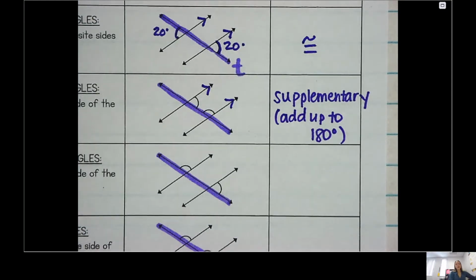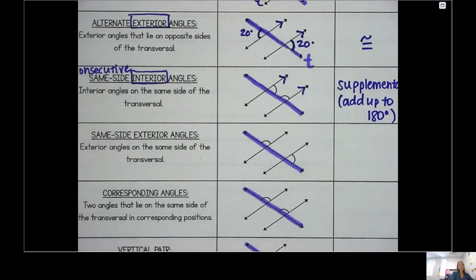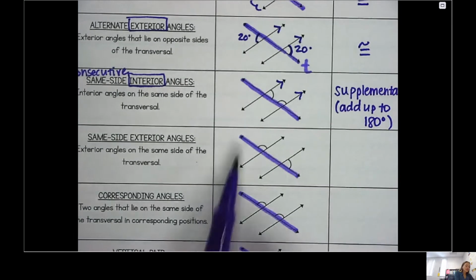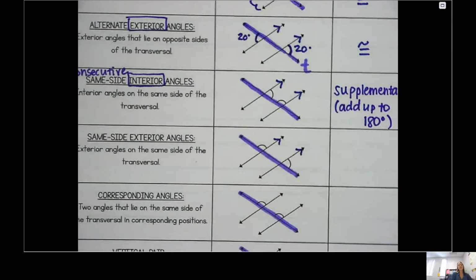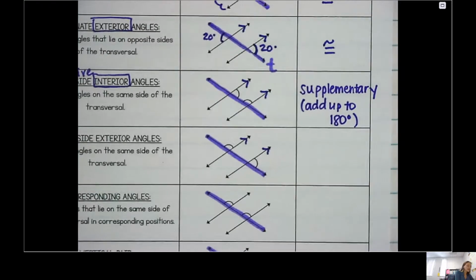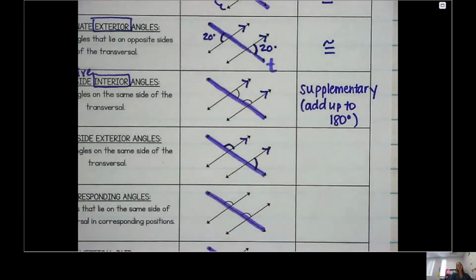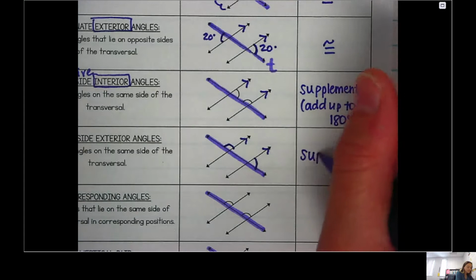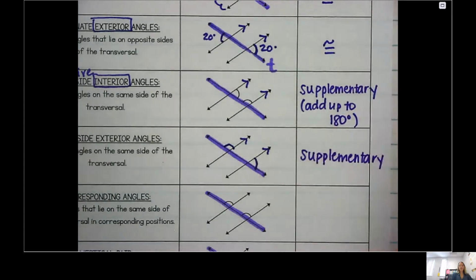Next one. Same side exterior angles. Means angles that are on the same side of my purple line here, but they're on the exterior, which means what? They're on the outside. Now, if you were to look at these two angles, do they look the same or do they look different? They look different, so they are supplementary. Add up to 180.